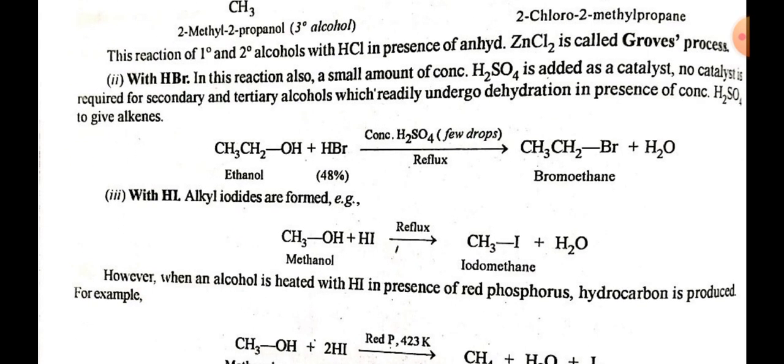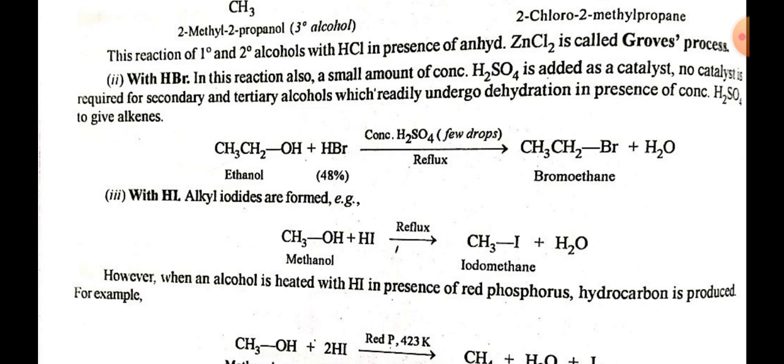Now reaction with HBr. In this reaction also a small amount of concentrated H2SO4 is added as a catalyst. No catalyst is required for secondary and tertiary alcohols, which readily undergo dehydration in presence of concentrated H2SO4 to give alkenes. Ethanol when reacting with HBr, 48% gives bromoethane.